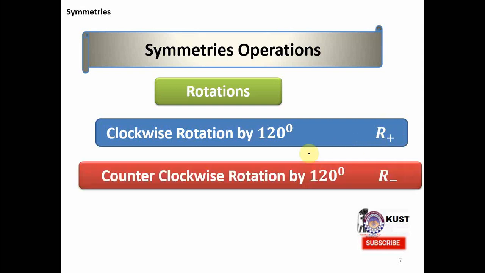Similarly, if we do the counterclockwise rotation by 120 degrees, in both cases the shape of the equilateral triangle will not change. Therefore, we call it a counterclockwise rotation by 120 degrees, and we name this symmetry operation R minus, because the shape of the equilateral triangle is invariant under counterclockwise rotation by 120 degrees. So R plus and R minus.